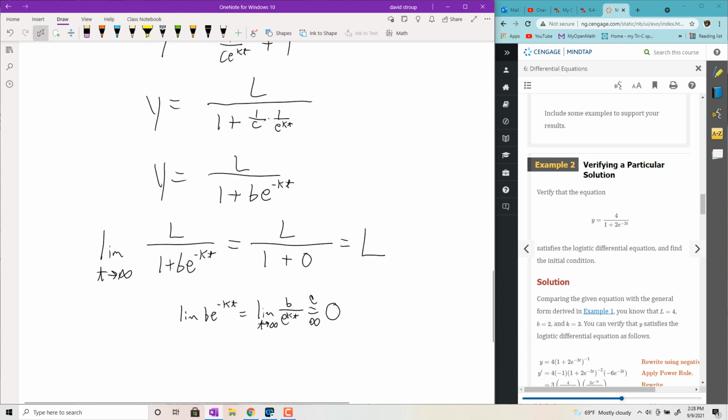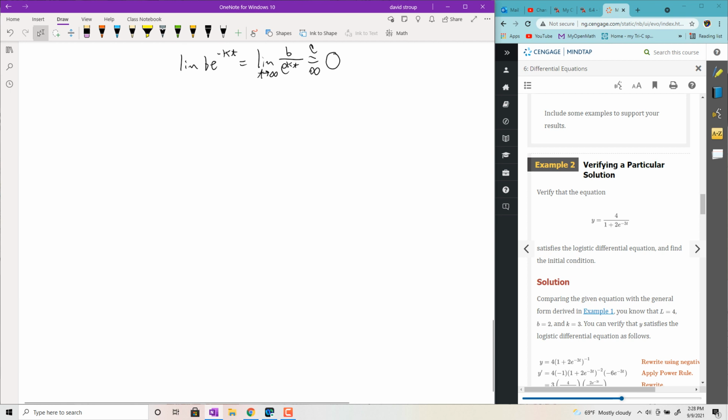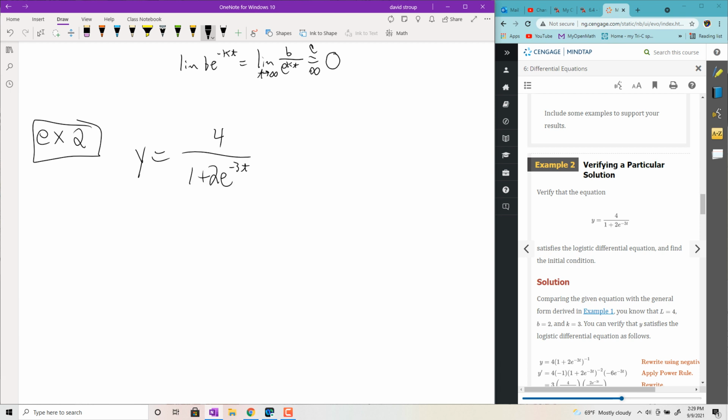Okay. So there's our formulas. Let's show that these things actually work in the differential equation. So here I have y equals 4 all over 1 plus 2e to the negative 3t. The differential equation then that's associated with that is, of course, k times y times 1 minus y over L.